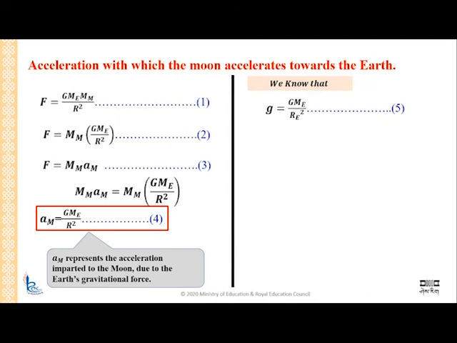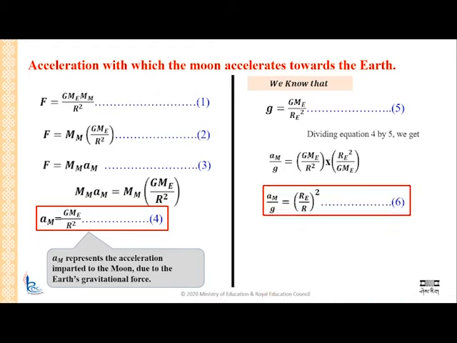And we also know that g is equal to GMe over r square. This is the acceleration due to gravity on the surface of the earth. Now dividing equation 4 by 5, we get am over g is equal to GMe over r square times Re square divided by GMe, and cancelling GMe, we get am over g is equal to (Re over r) whole square.